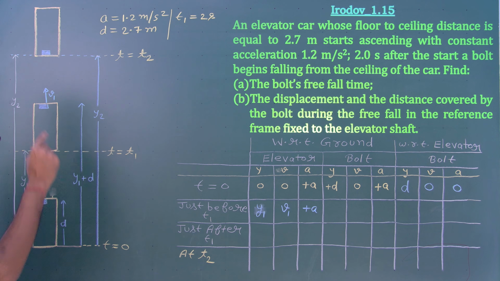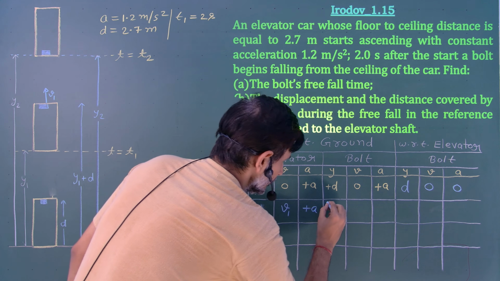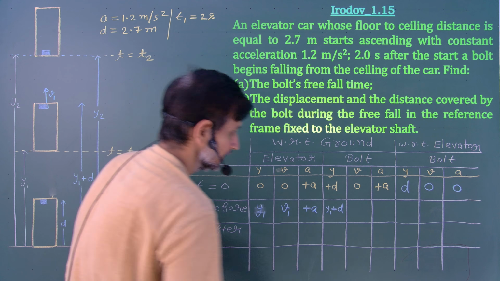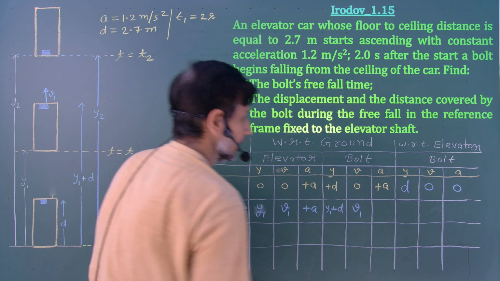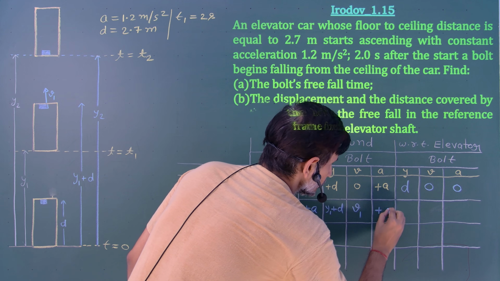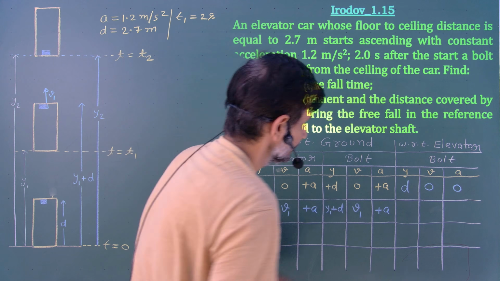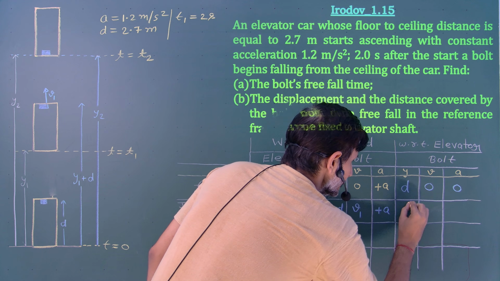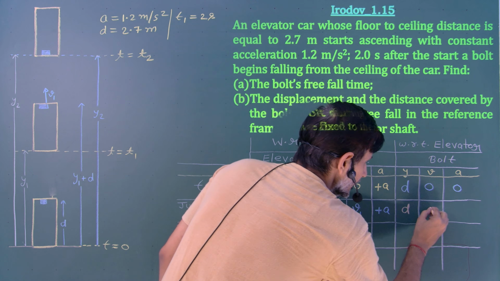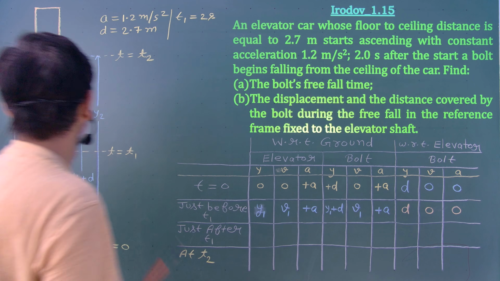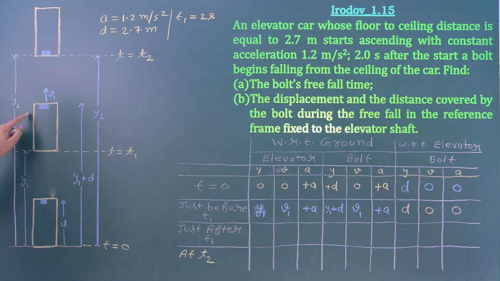Now just before t1, this bolt is attached to the elevator, so its position is y1 plus d. Okay, what is the velocity? Its velocity is also v1. What is the acceleration? Its acceleration is also plus a. So this is with respect to ground. What is the value with respect to elevator? So position is again d. There is no relative velocity, there is no relative acceleration because this bolt is still attached to the elevator.